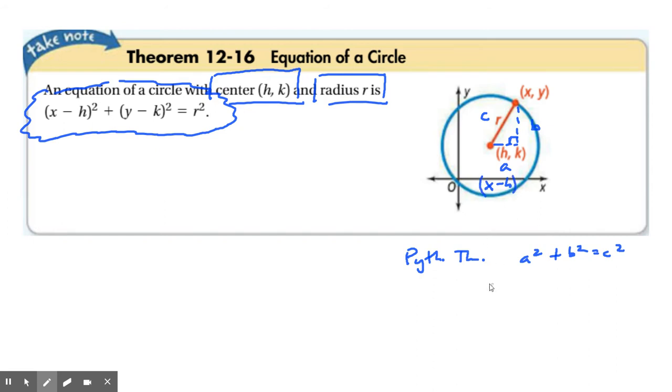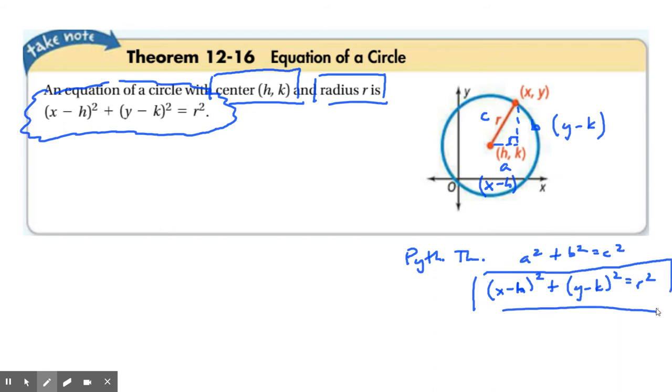There's your a: (x minus h) squared. Plus, what's your b? Well, your b is your vertical distance, the difference between this higher y and this lower y. That is going to be (y minus k) squared. And then the c is the radius, which is the hypotenuse of that right triangle. And there is your distance formula. So it just comes from the Pythagorean theorem. It really does.